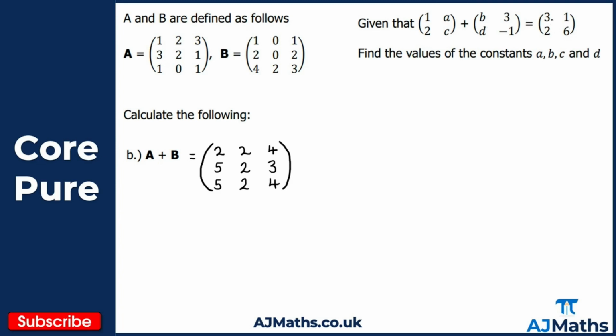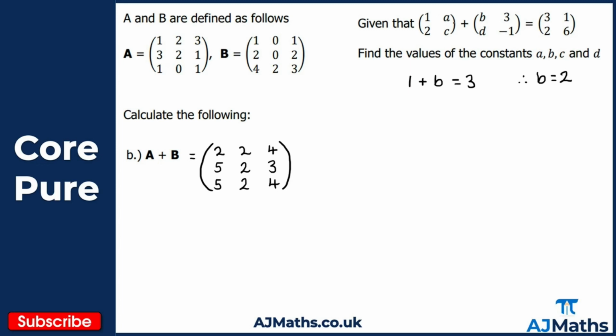This top left element is given by 1 plus b. So we know 1 plus b is equal to 3. Therefore, we're just solving this linear equation now. Really basic, goes back to our GCSE maths. Therefore, b is equal to 2. So we know the value of b.